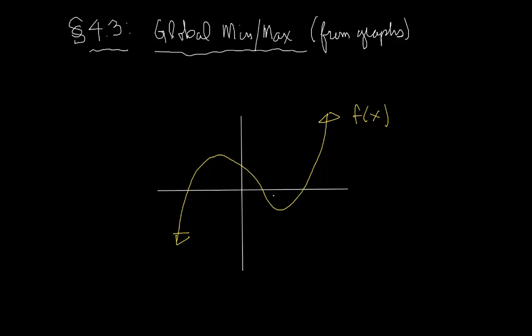In this section, we're going to go over global mins and maxes, and we're going to look at them from the point of view of graphs. We've talked about mins and maxes before, but when we were talking about them, we were always putting the word relative in front of it. So we were always speaking of peaks and troughs and things like that.